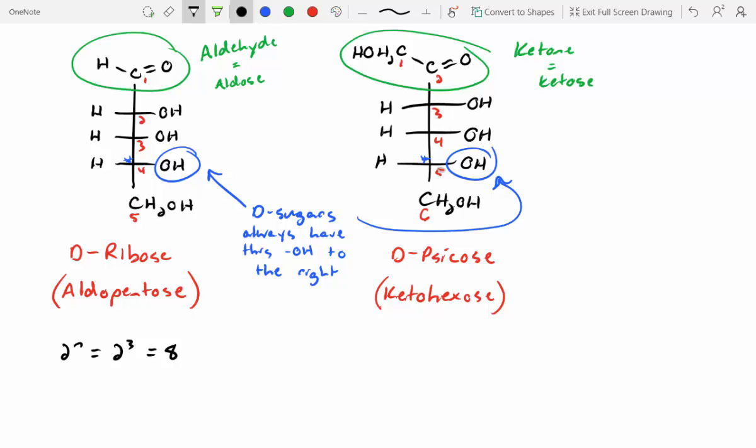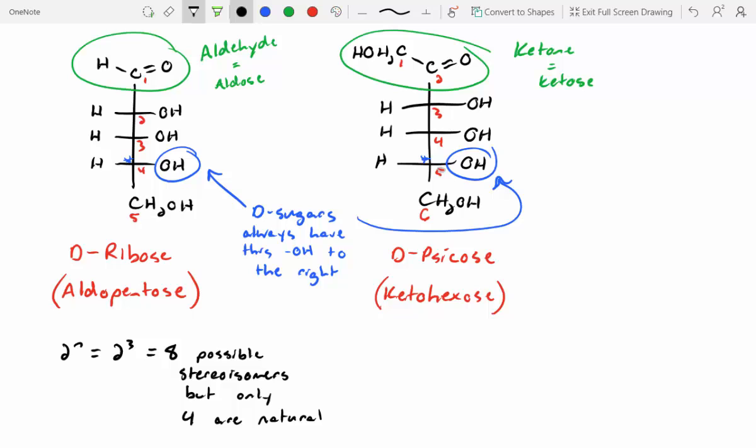So if we think about this, there are 8 possible stereoisomers, but only 4 are natural. Same thing with the one on the right. Only 4 ketohexose stereoisomers are natural, but there are 8 possible different stereoisomers that you could theoretically make in a lab setting. Does that make sense?